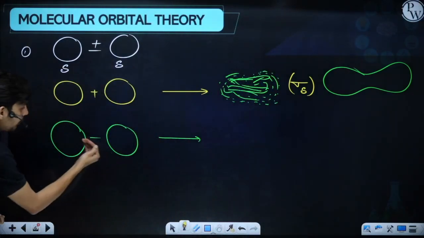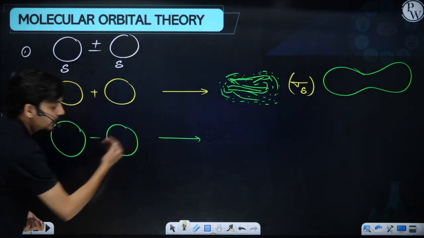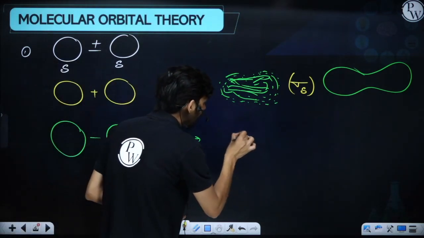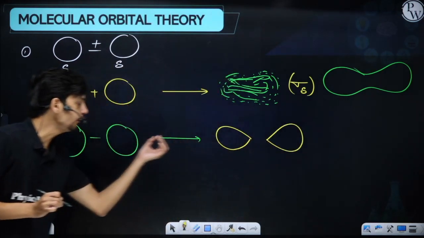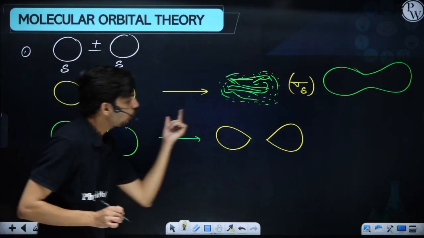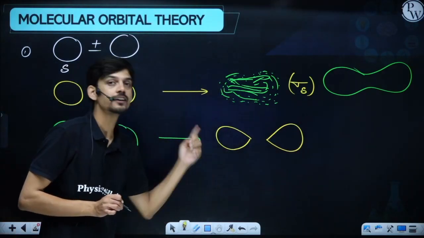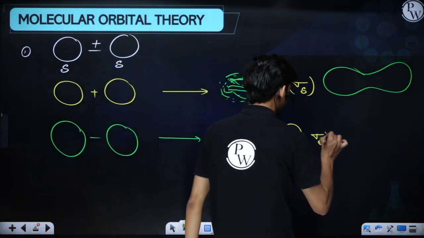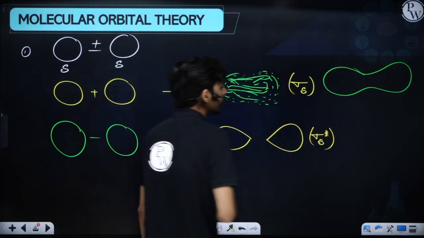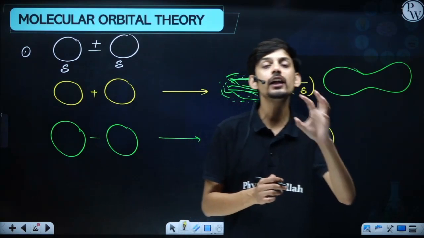That is, this orbital will have a push in the left direction, and this orbital will have a push in the right direction. So both orbitals will shift a little towards the outer direction. This whole section is one orbital. Remember this. This whole section is one complete orbital, which will be the sigma anti-bonding s orbital.